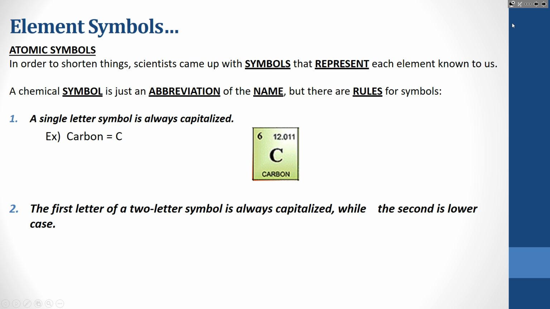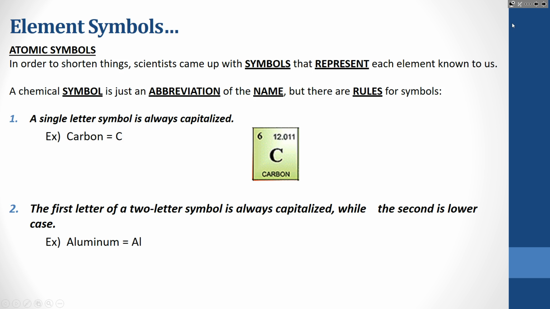Now, if we have more than one letter, so like if you take, for example, silicon. Silicon is Si. And the reason why it's Si is because we've already used S for sulfur. So we can't use S again because then that would represent sulfur. So they are using the second letter of the name, which is I from silicon. So the second letter is always going to be a lowercase.